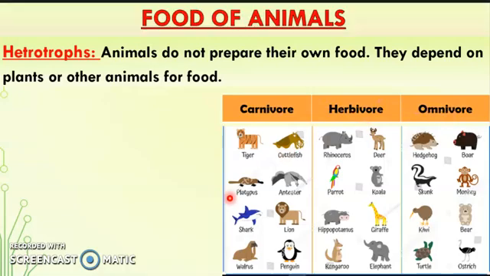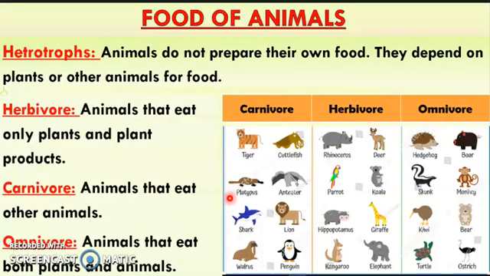So let us look at what is a carnivore. I mean, herbivore first. Okay. Herbivores are animals that eat only plants and plant products. Do you see the middle column? You see rhinoceros, deer, parrot, koala, hippopotamus, giraffe, kangaroo, elephant, and one more very common animal, which is that? Yes, cow. Okay, all these animals are herbivores because they eat only plants or plant products.